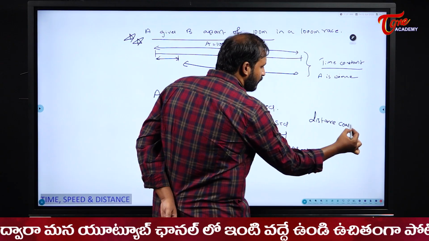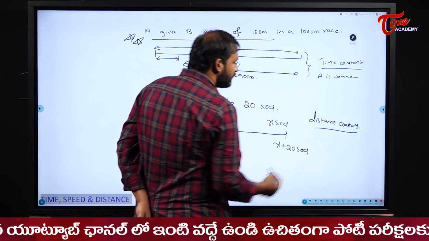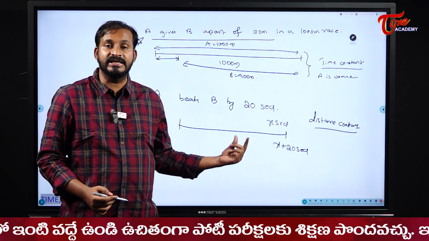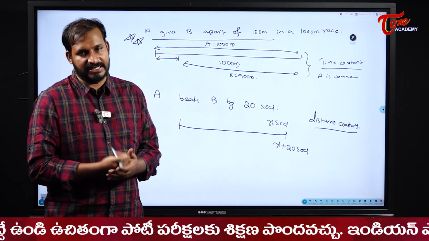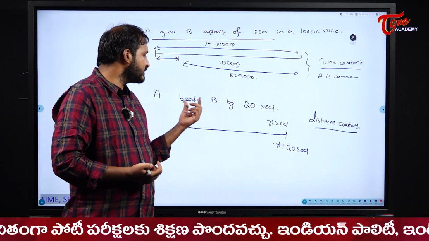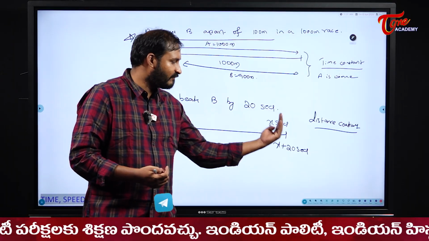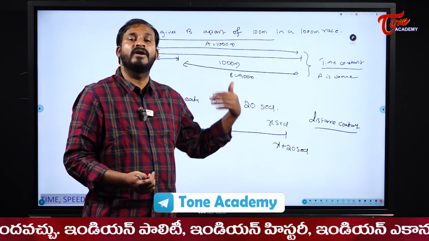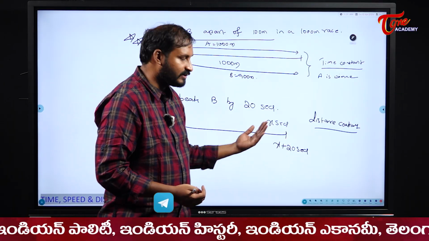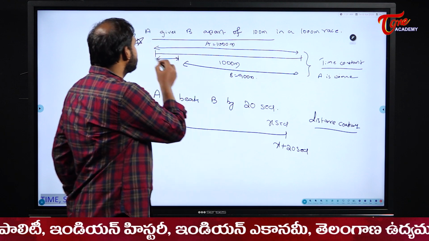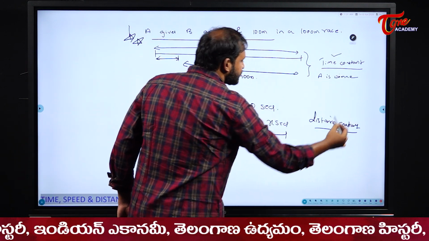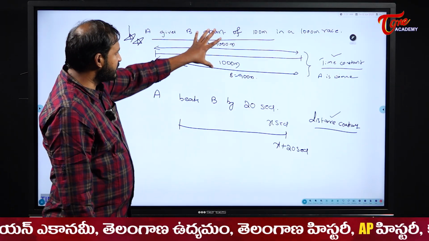At that time A will cover this distance in some x seconds and B will cover the same distance in x plus 20 seconds. Why? Because A beats B by 20. That means after A reaches the destination, B will reach the destination in 20 more seconds. So x plus 20 seconds. Understood, students? In the first case time is constant, and in this case distance is constant. We should understand these two concepts.